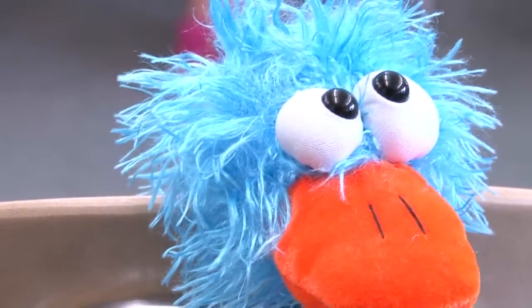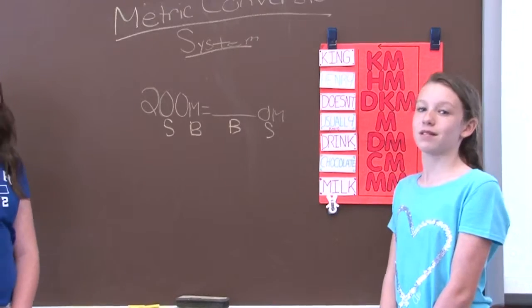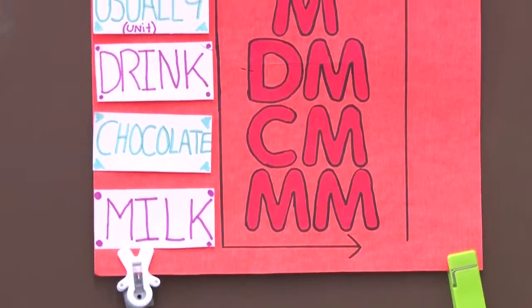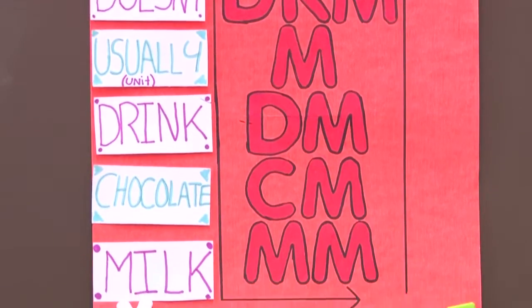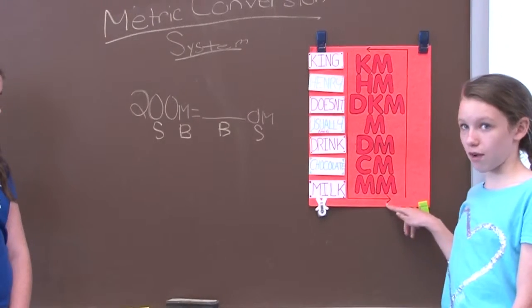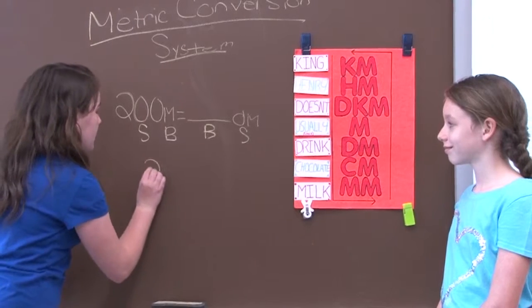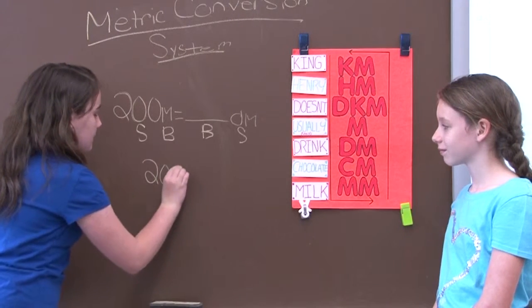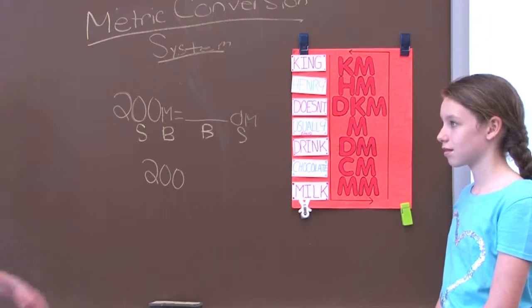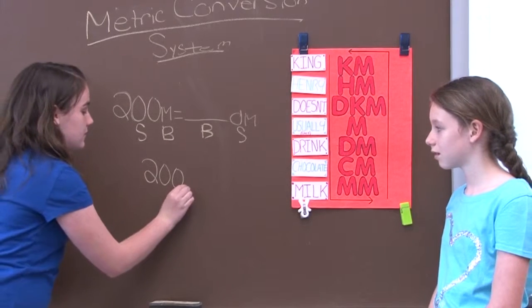Okay, I got that part, but I don't know how to convert. That's okay, we will teach you. First, if you're going up the chart, you move the decimal point to the left. If you're going down, you move the decimal point to the right. So we copy over the number, which is 200. There's always a decimal point at the end of a number if you don't see it anywhere else.